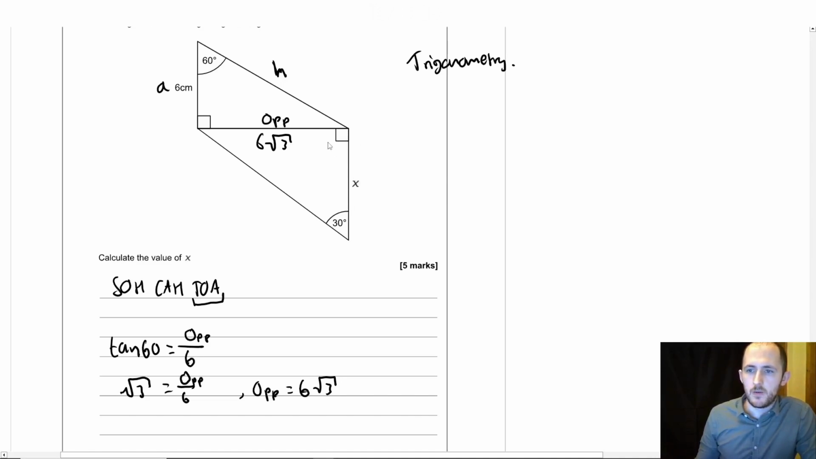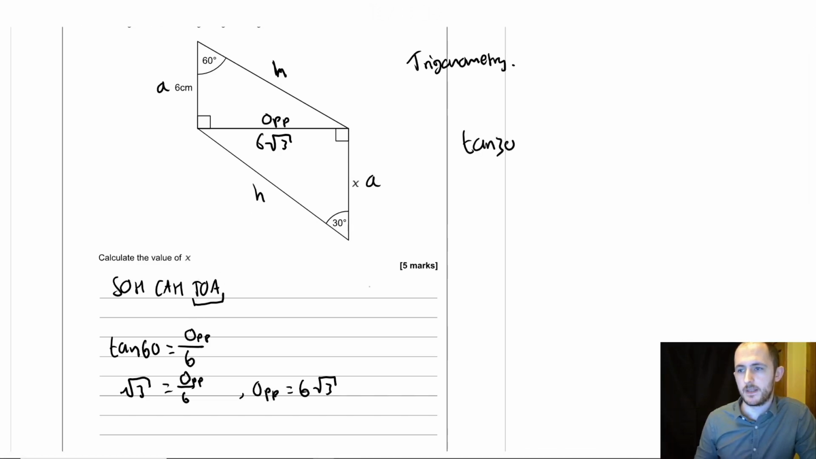So, we now have a side, and we want to work out an angle. Funnily enough, this is still O for the opposite, and this is the adjacent, right? And this is the hypotenuse. So again, we're going to be using tan. So again, we have tan 30 equals opposite, which is 6 root 3, over x. Okay? And tan of 30, as you may be aware, is just root 3 over 3.